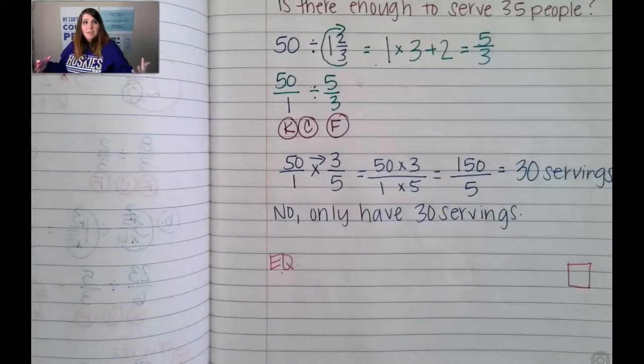How are you feeling about dividing a fraction by a fraction? Converting to a mixed number? Where are you at with your understanding around dividing it and putting it back into a mixed number? Where are you at? Put it in the box.